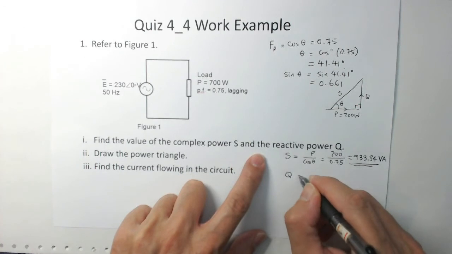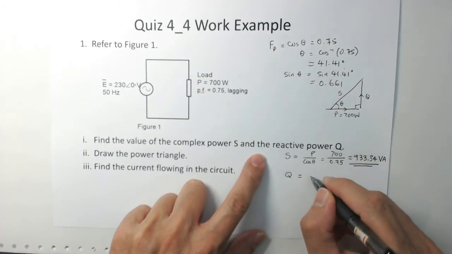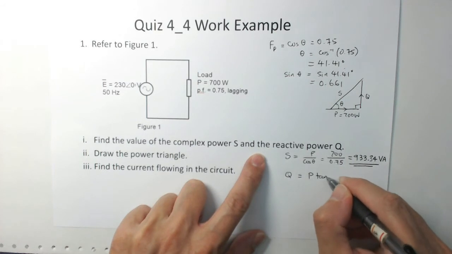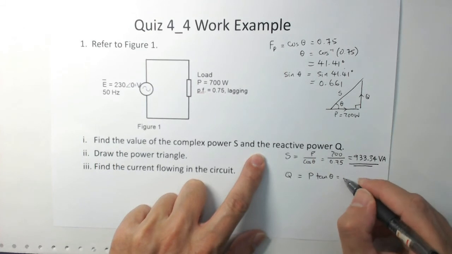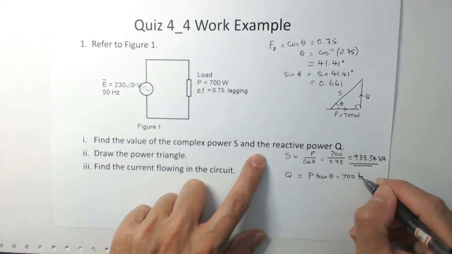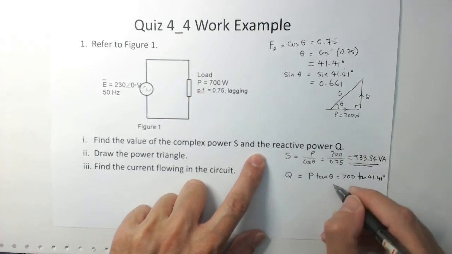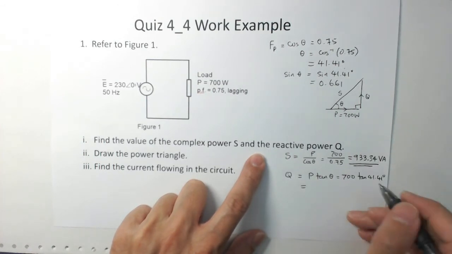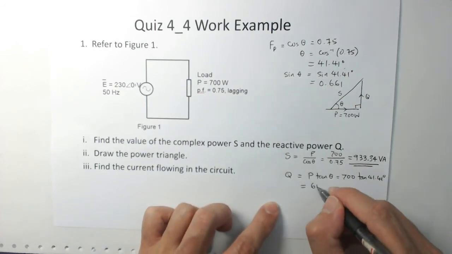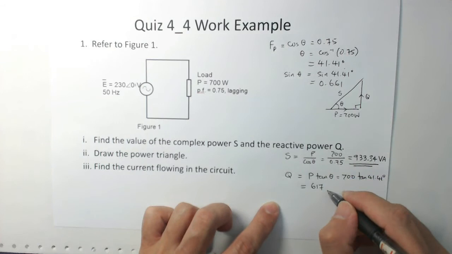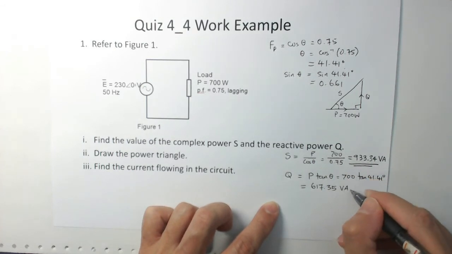Similarly, for the reactive power Q, it's P times tangent of the angle theta. So in this case, it would be 700 times tangent 41.41 degrees. That gives me 617.35 VAR.